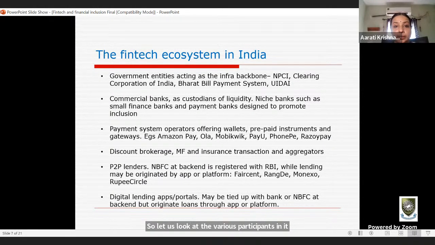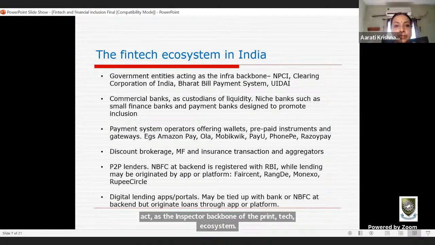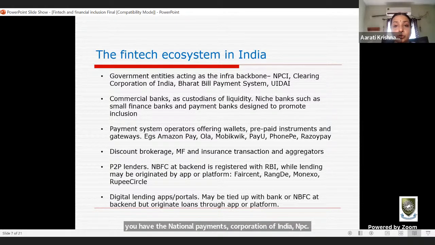Firstly, the first constituent are the government entities. They act as the infrastructure backbone of the fintech ecosystem. So you have the National Payments Corporation of India. NPCI is actually at the root of UPI and Bheem app and all that. It is the entity that oversees and runs these fintech applications. Then there is Clearing Corporation of India, which facilitates electronic payments from givers to receivers. There is the Bharat Bill Payment System. Then there is the UIDAI, which runs the entire Aadhaar ecosystem.